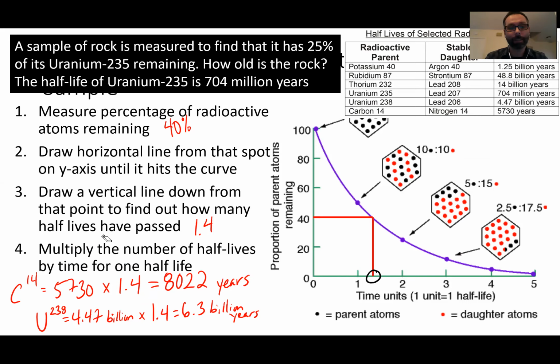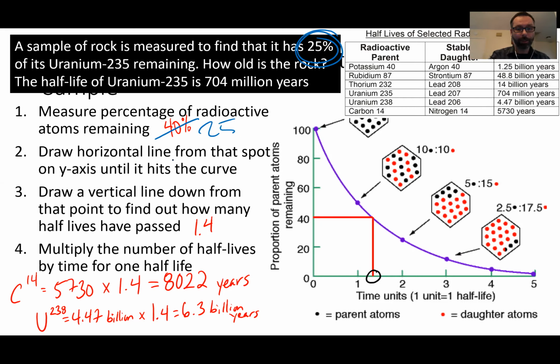So let's do an example, right? On a scratch piece of paper right now, you can do this problem. We have a sample of rock that is measured to show that it has 25% of its uranium left. How old is this rock? And I wasn't sure if you'd be able to see this number over here, so I reminded you that the half-life of uranium-235 is 704 million years. So how would we go about doing this? Well, first step is to measure the amount of radioactive atoms. We know that it's 25%, right? Instead of 40, we're at 25.